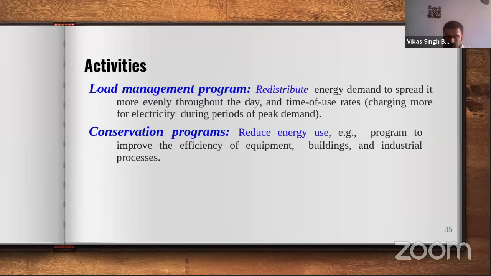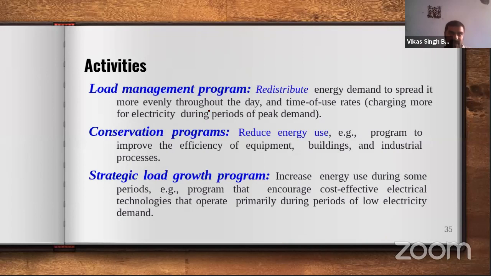The main activities that have to be performed: one is the load management program. The word written here is redistribute, meaning the demand which is in the peak duration can be shifted towards the duration where the demand is less. So redistribution of demand can be done in the load management program.